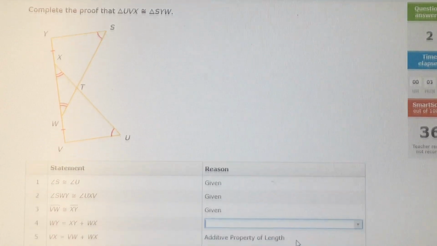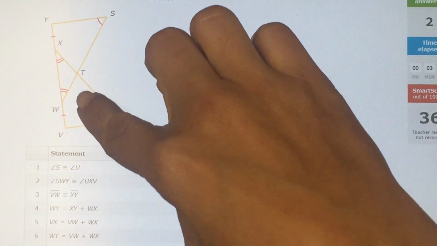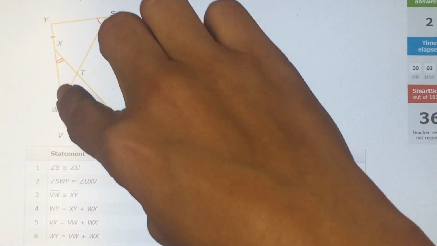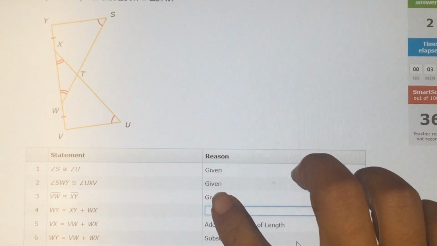Okay, complete this proof. There are three things that you're given. I don't have to read it because I can see the three things. I can see this is equal to that, that's 1. This is equal to that, that's 2. And then this is equal to that, that's 3. Those are my three things given.